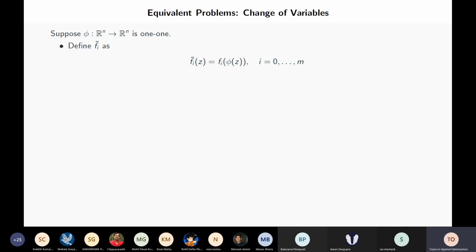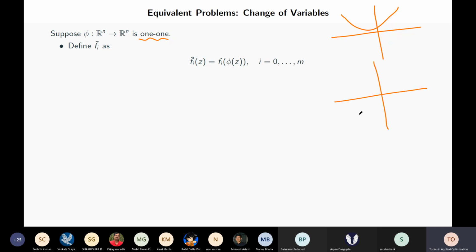So, equivalent problems. Let us see what are the other cases that I'm talking about. Let us say there is some function phi which is from Rn to Rn and it is 1, 1. Remember 1, 1 functions, right? So is this function 1, 1? Can you tell me?